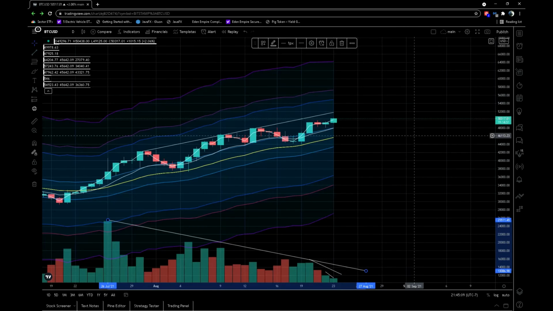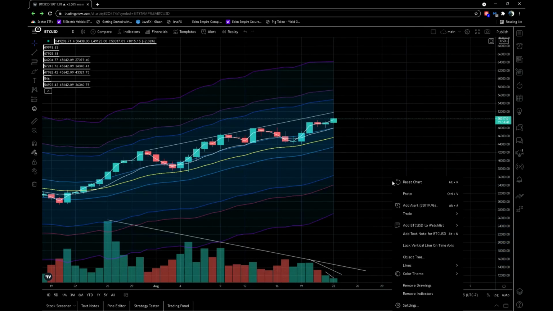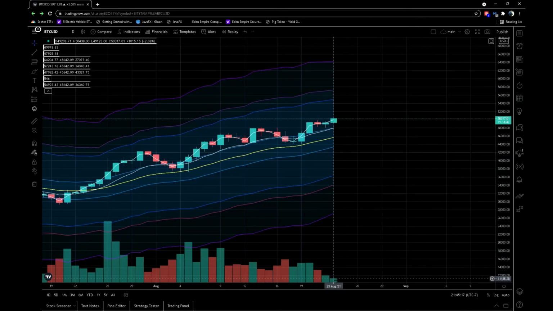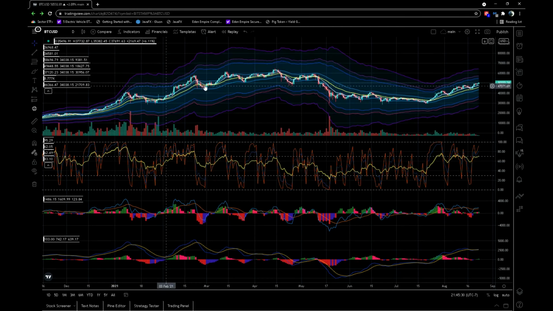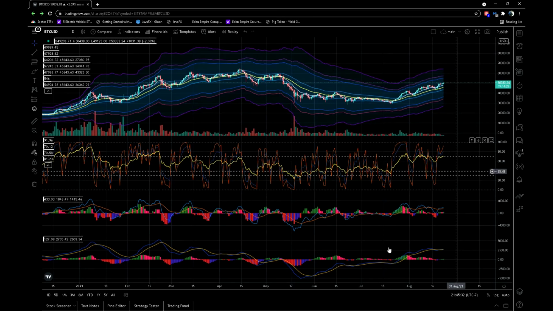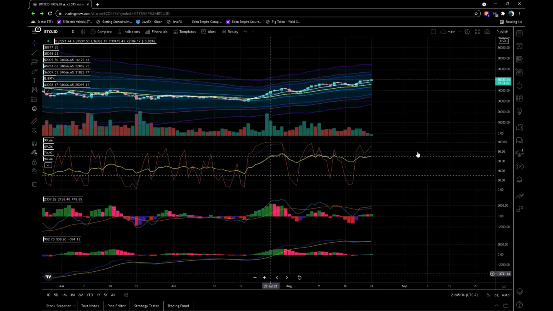and we've come up high above the MA2 and the MA9. Let me remove those lines. We are coming up. We're starting to come up high here as well. But you can see shorter period indicators are moving up high.